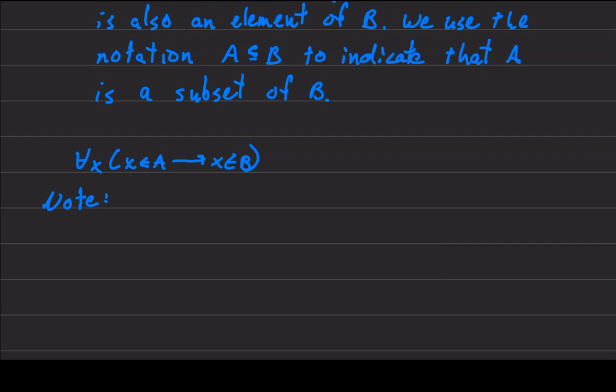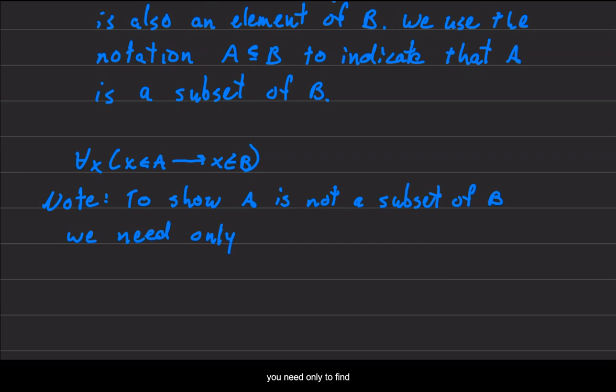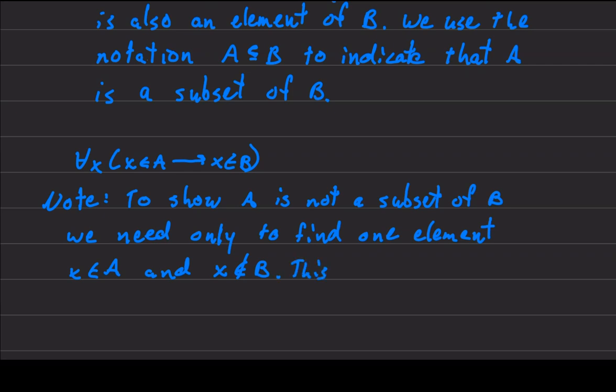We'll do a note. We'll say to show A is not a subset of B, we need only to find one element where x is in A and x is not in B. And this would be a counterexample.